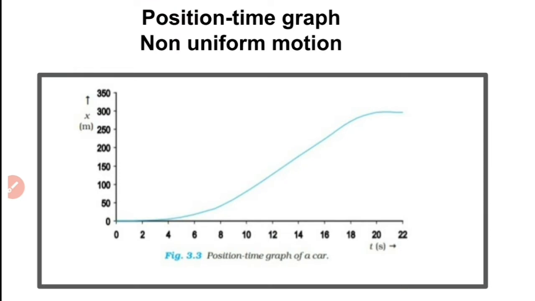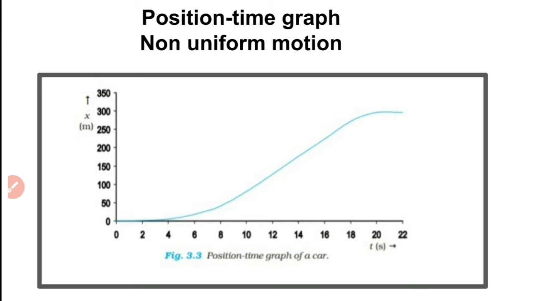In the previous session, we already discussed this position time graph. I said this is an example of non-uniform motion. Actually, this is the position time graph of that car. One car's example we took. Its positions were shown and we explained distance and displacement. For that movement of the car, this graph is plotted.